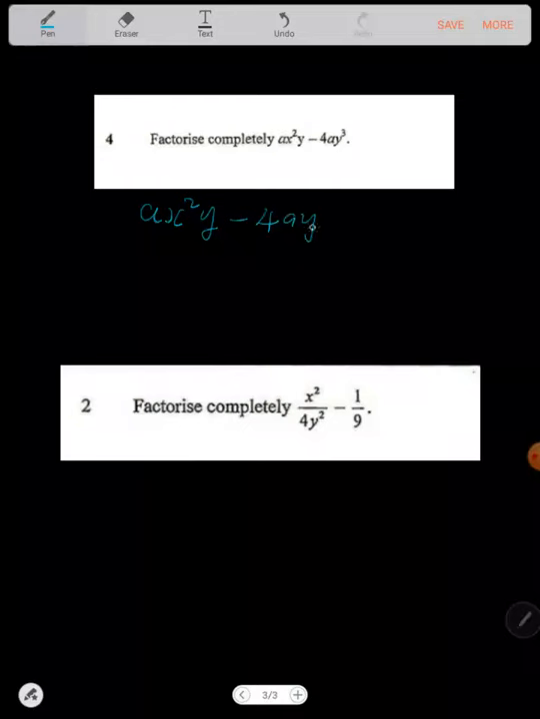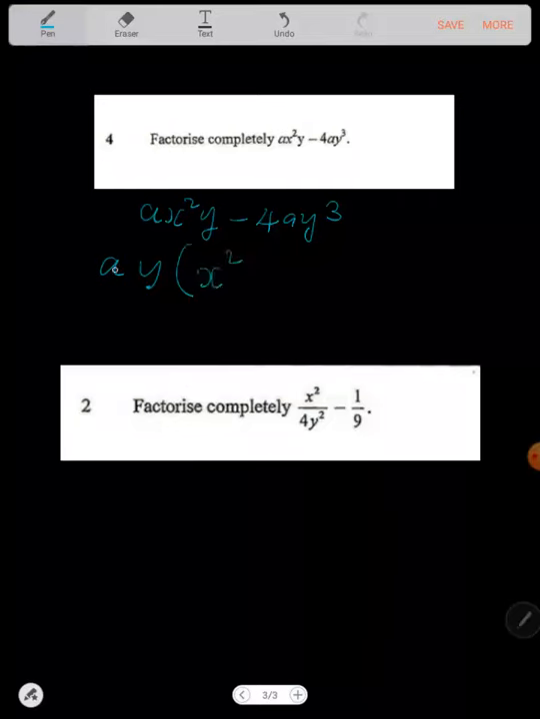Factorize completely. ax squared y minus 4ay to the power 3. What is common here? It's a. What else is common? y. That's all. And I'll divide a into a, they'll cancel. y and y, they'll cancel. What am I going to remain with there? x squared. a and a, they'll cancel, I'll remain with 4. y and y, they'll cancel, so I'll remain with 2 y's here, so I'll remain with y squared. And you are done.